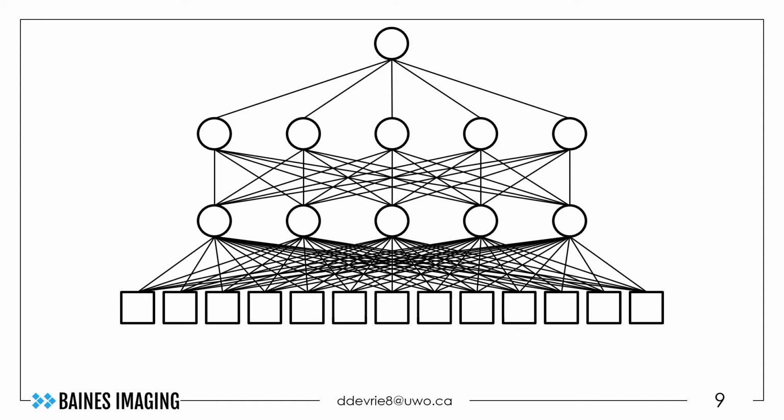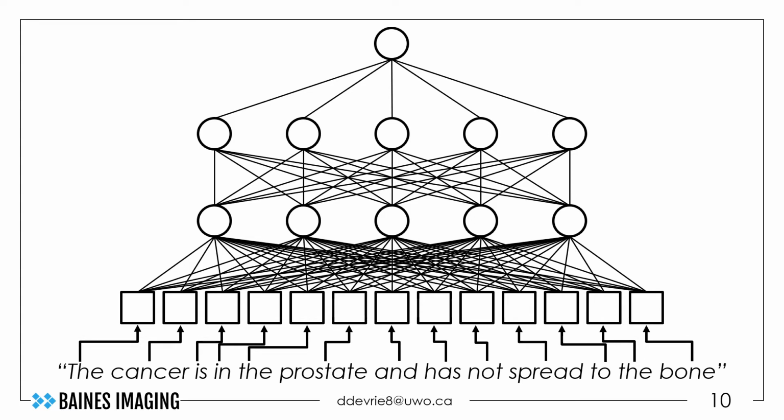We could try to solve this problem using a traditional neural network. We would have multiple inputs at the bottom of our network where we would want to input each sentence that we have, then 2 fully connected hidden layers, and then a single output for our classification. We could take that sentence that we saw before, the cancer is in the prostate and has not spread to the bone. Each word gets put into a single input, and then that output is produced.